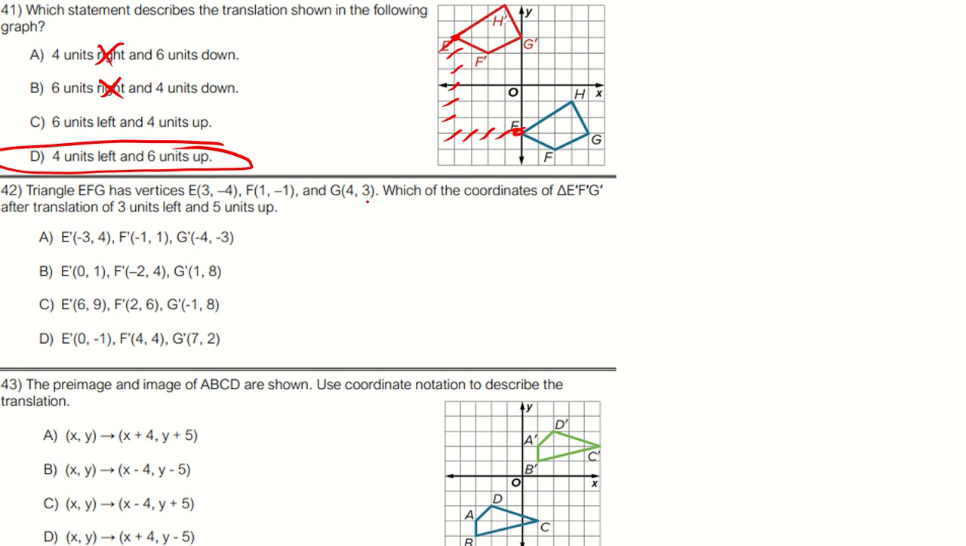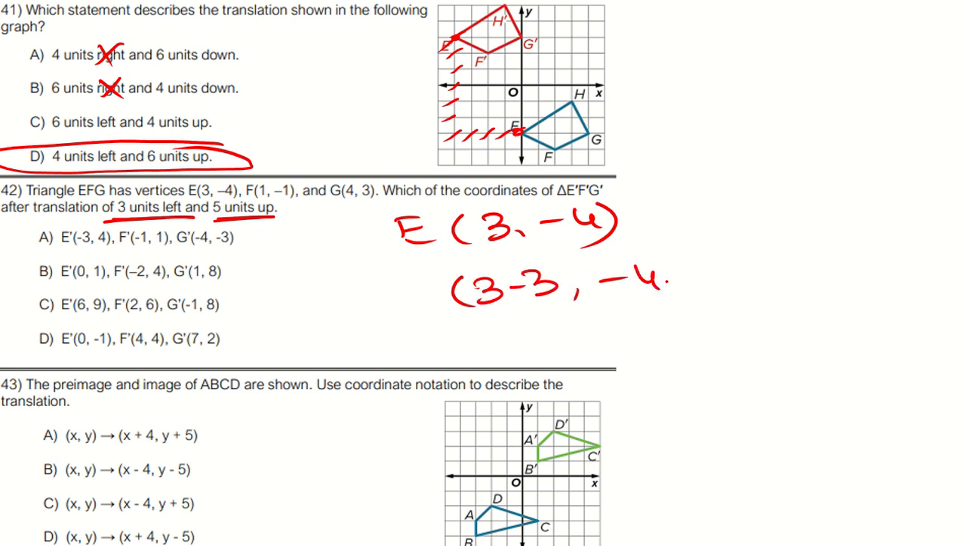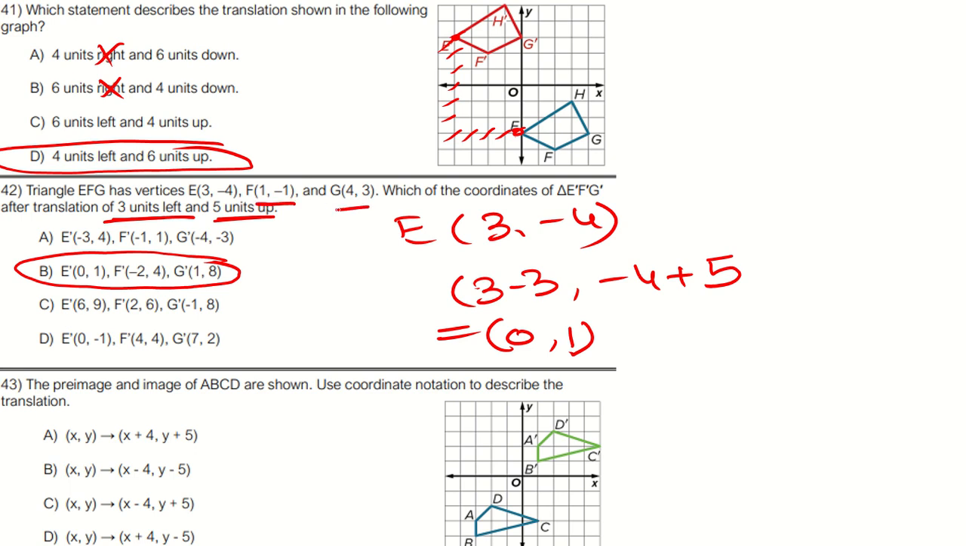Now, which of the coordinates represents 3 units left and 5 units up? Left means you will make it minus. See, I will check only for one. Okay, (3, -4) and left 3 units. So 3 minus 3, and 5 units up. Up means the value of y will be plus. So this is 3 minus 3, 0, and -4 plus 5, 1. So where is the answer? (0, 1), only in this choice, luckily. So we got this correct answer. Okay, but to make sure, you will check for F and G also. Okay, you can check it.